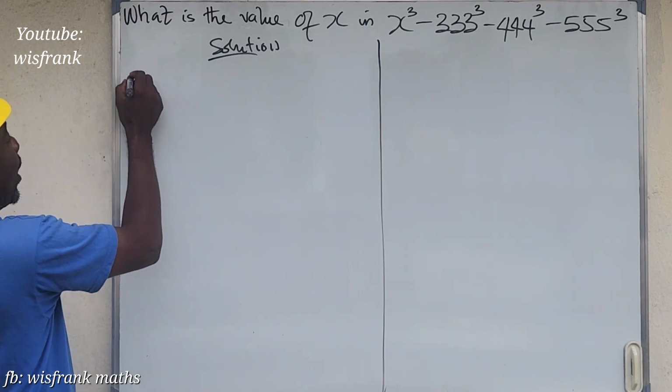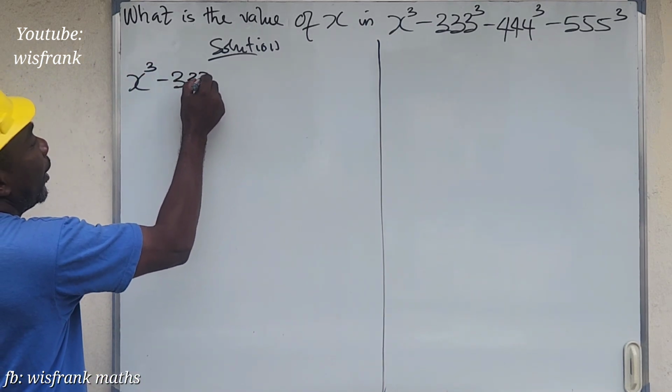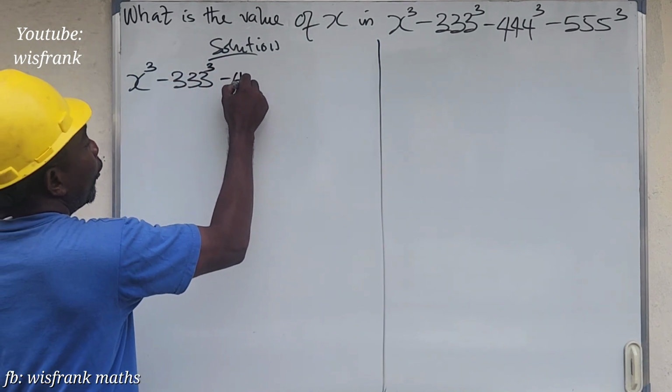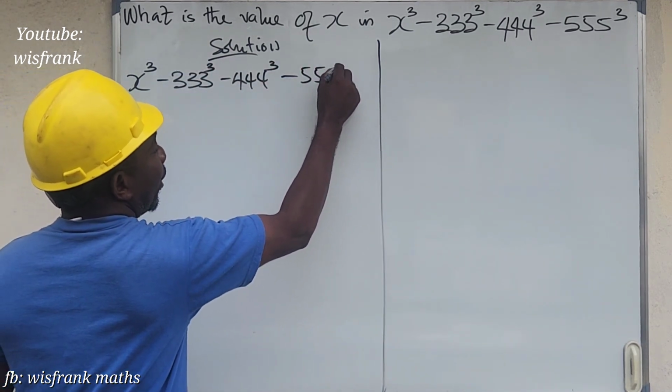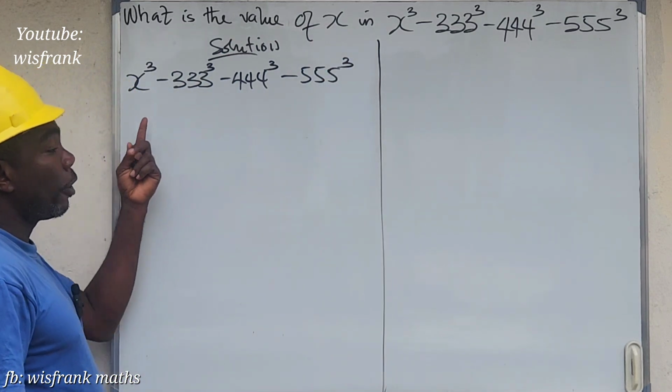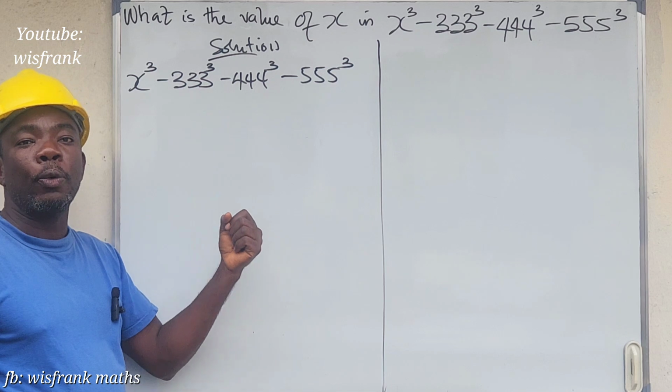So here we are given x to the power of 3 minus 333 to the power of 3 minus 444 to the power of 3 minus 555 to the power of 3. From this equation, we are going to find the value of x. So what are we going to do?